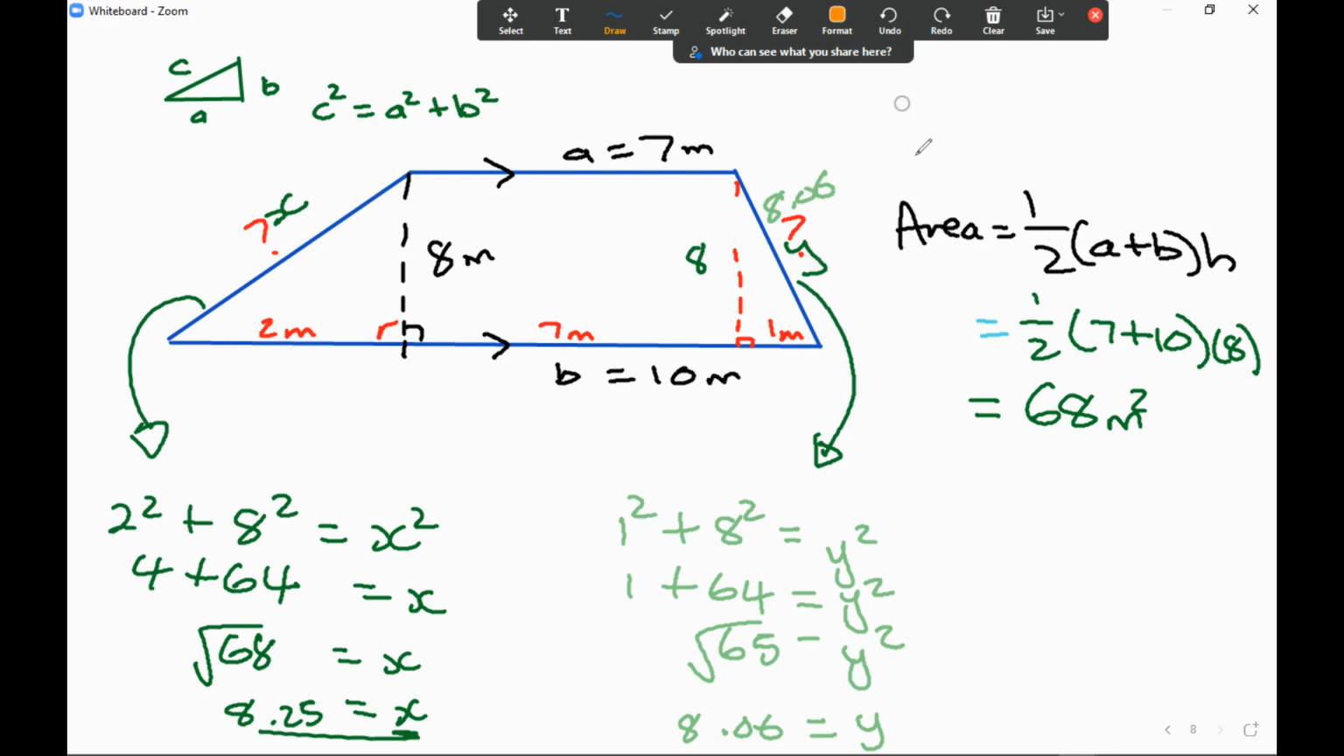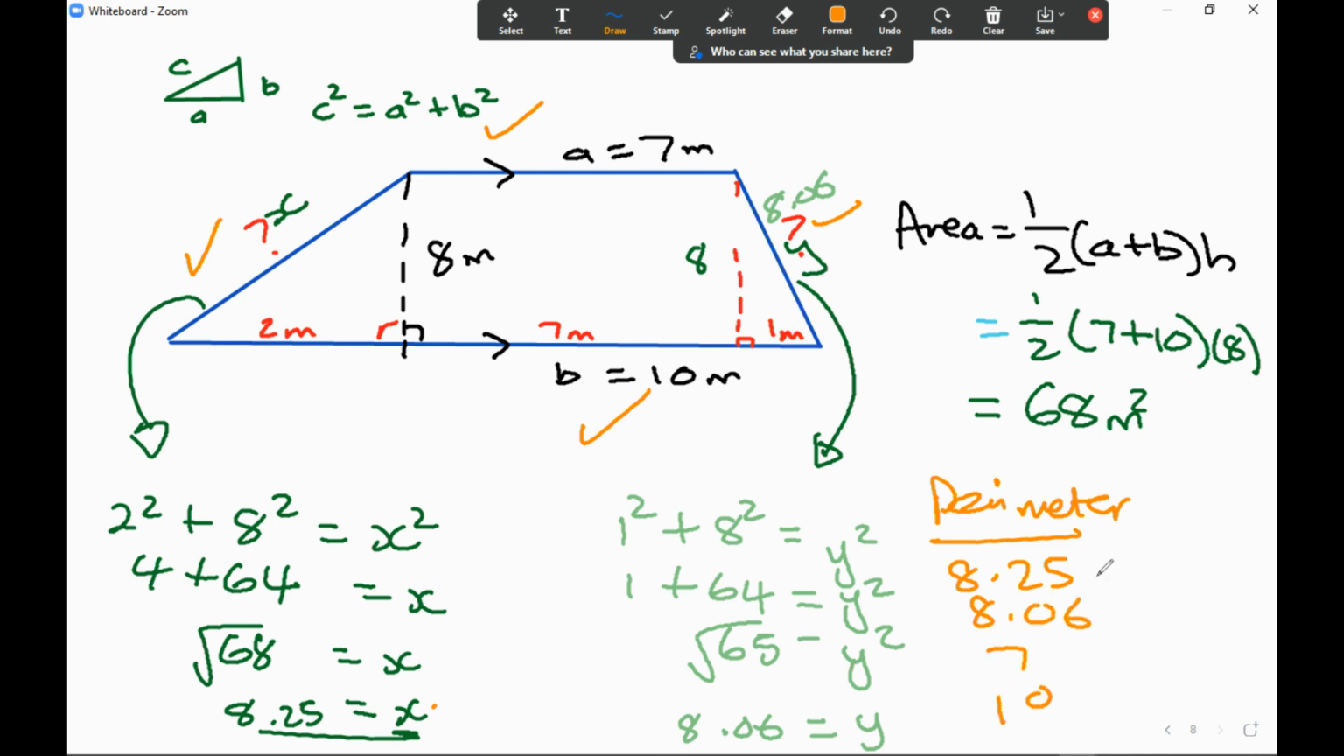Now I can find the perimeter for this. The perimeter is the sum of all the sides. So what have I done now? I've got all the sides, 1, 2, 3, 4 sides, and I just add it up. This one is 8.25. So just go 8.25 plus 8.06 plus 7 plus 10. And that'll give me my perimeter. 33.31. Okay, good.